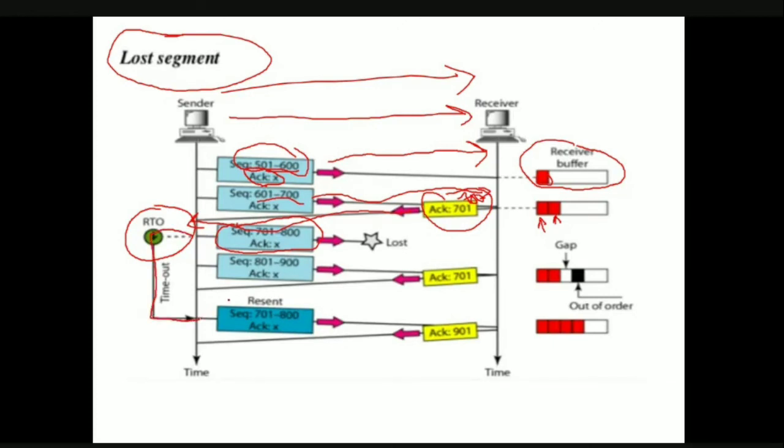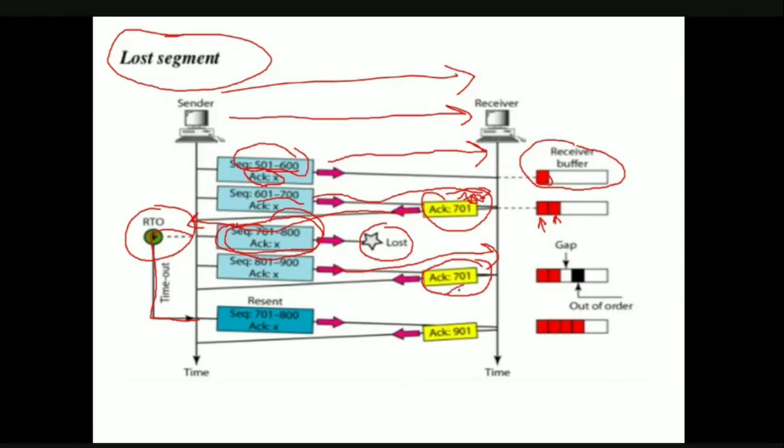Okay, so if you clearly observe, for the third time, it is sending the segments from sequence number 701 to 800, but this information has been lost. And it is also sending sequence number 801 to 900. Now it is sent to the receiver. If you observe here, what is the receiver sending as the acknowledgement?